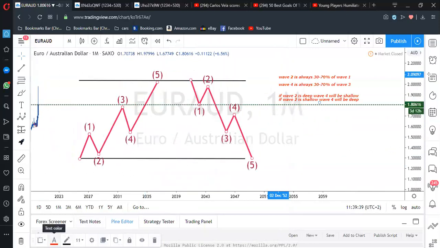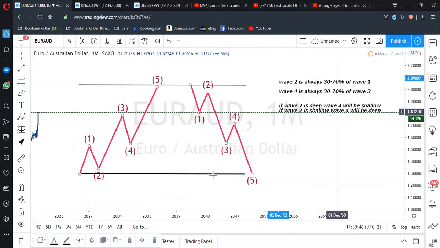Can you see them, or should I change the color? Okay, black seems more visible. Let's increase the size.